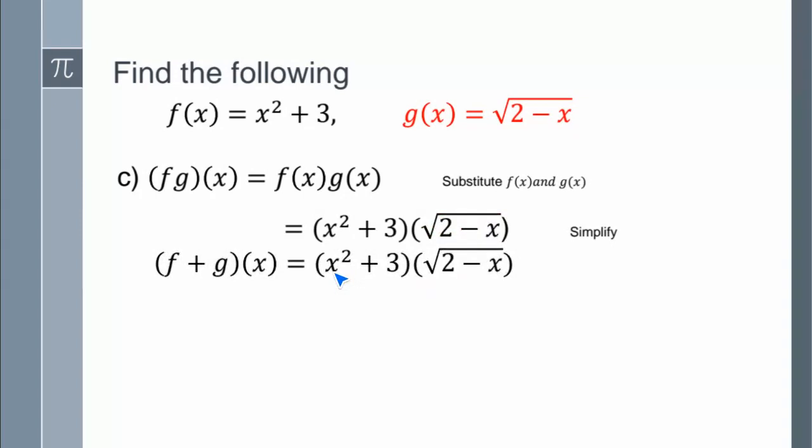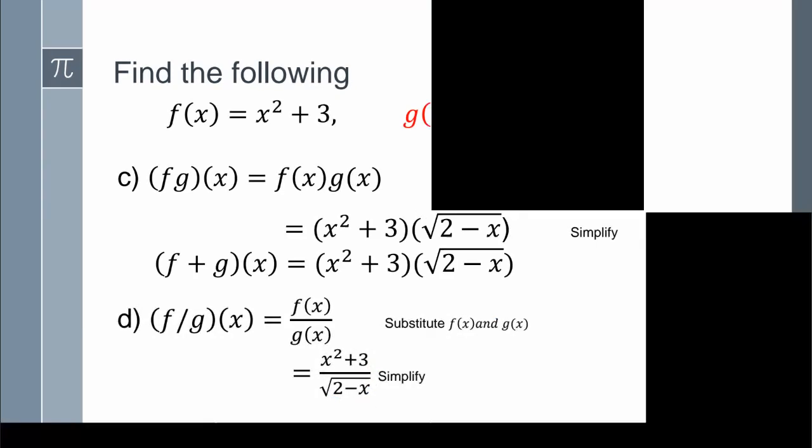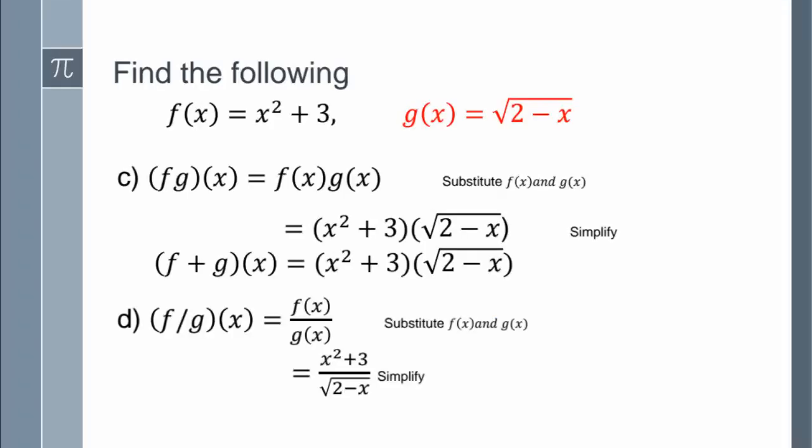We could multiply x squared times the square root of 2 minus x, and 3 times the square root of 2 minus x. So your answer would be x squared times the square root of 2 minus x plus 3 times the square root of 2 minus x. For division, if we divide them, then we have x squared plus 3 over the square root of 2 minus x. I can't simplify further.